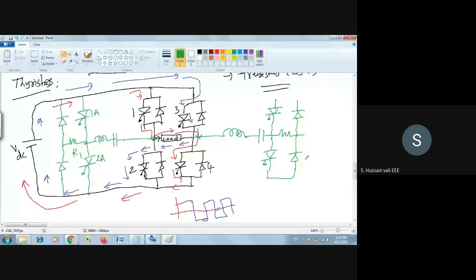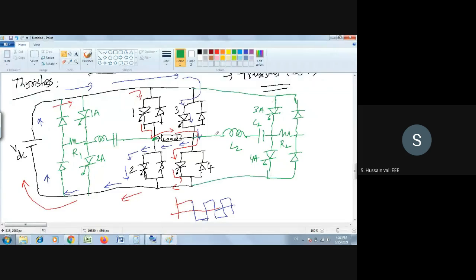Okay, this is R2, D2, L2. It is 3A, it is 4A. Then let me join this entire thing. I would like to explain one commutation circuit. The remaining ones you can understand yourself, no problem.